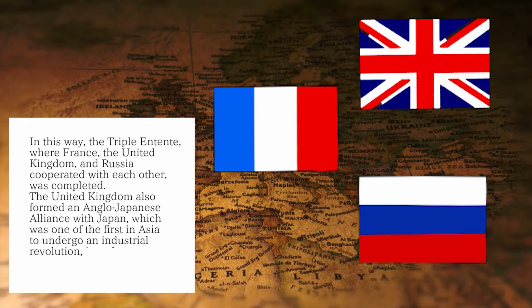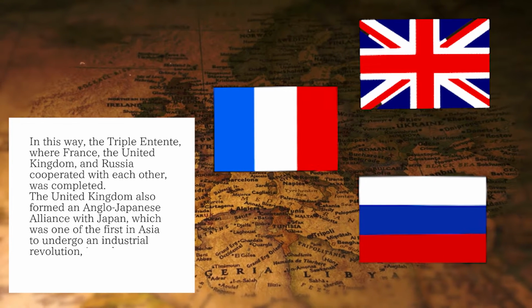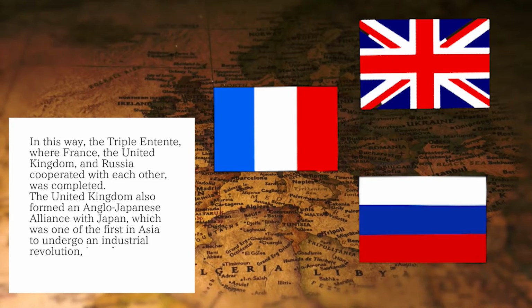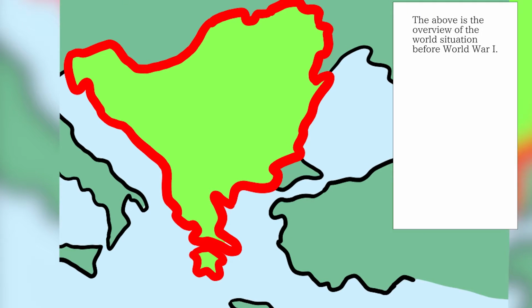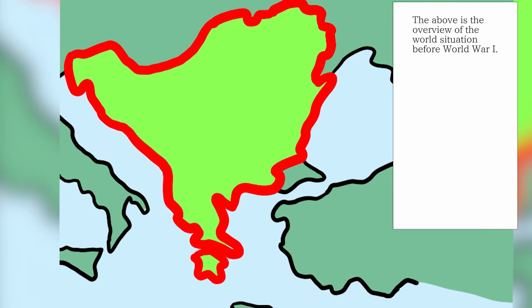The United Kingdom also formed an Anglo-Japanese alliance with Japan, a country then the first in Asia to undergo industrial revolutions, in order to prevent Germany from expanding into Asia. The above is the overview of the world situation before World War I.